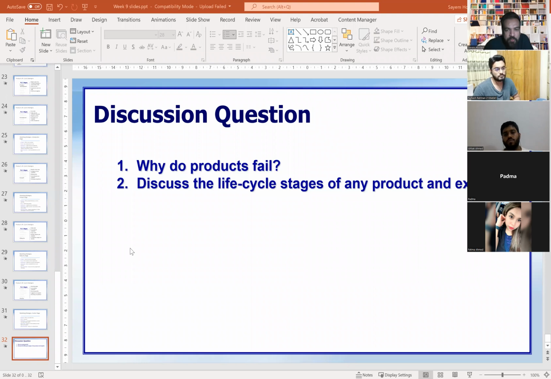Now, good to see we've got a full class. So let's create 5 breakout rooms. You'll be invited to join the breakout rooms, and in your group, you'll be talking about why products fail. And you'll discuss the life cycle stages of any product. Just pick an example of any product, but keep in mind we're talking in relation to new product development. And then you are going to explain that.